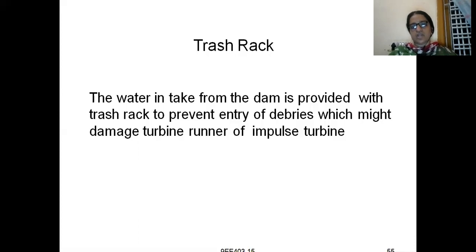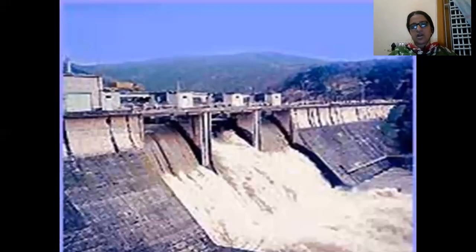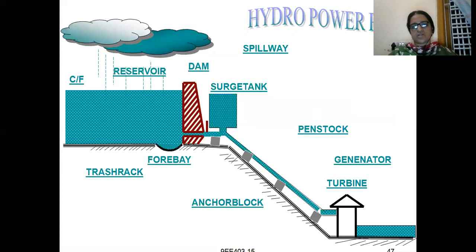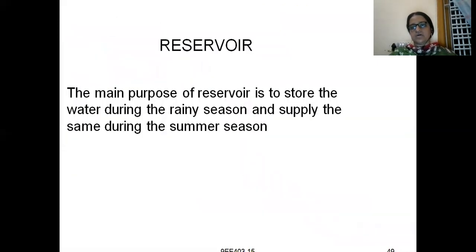I will show you where the trash rack is used in our power plant. In the diagram you see, the trash rack is at the end of the reservoir only. At the end of the reservoir, before entering into the dam, you have the trash rack placed. Okay, all right.